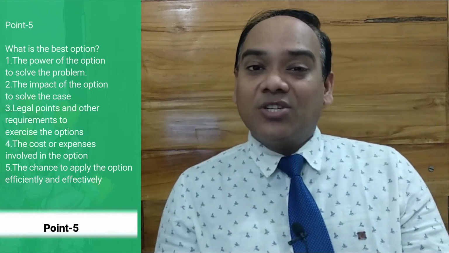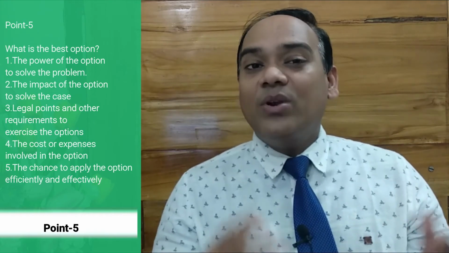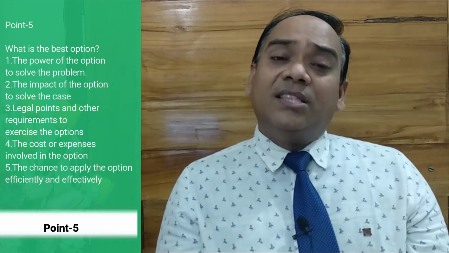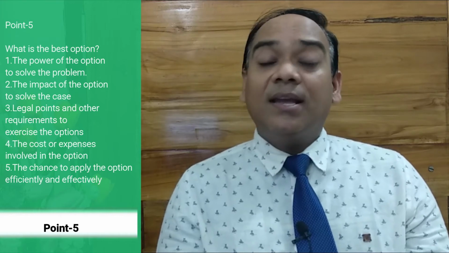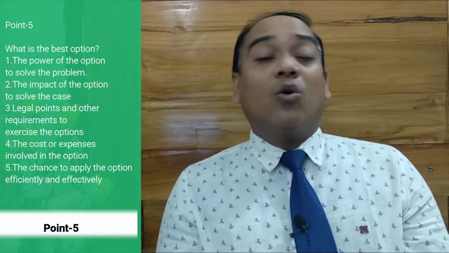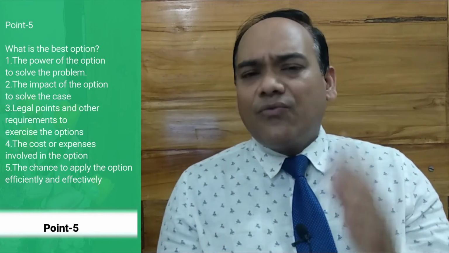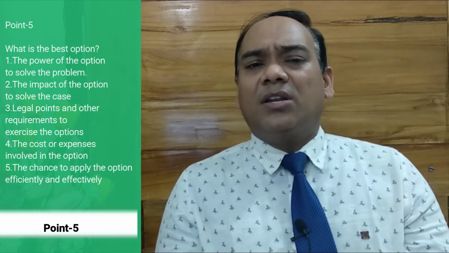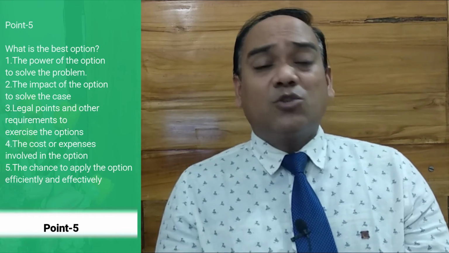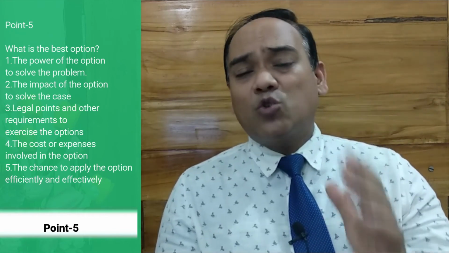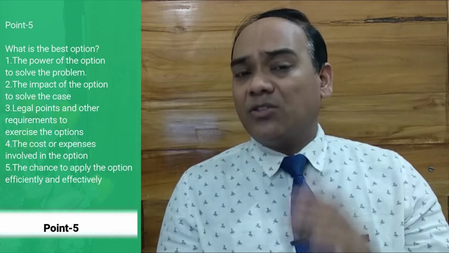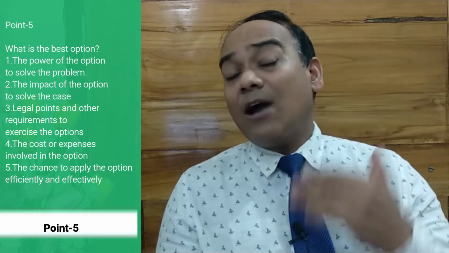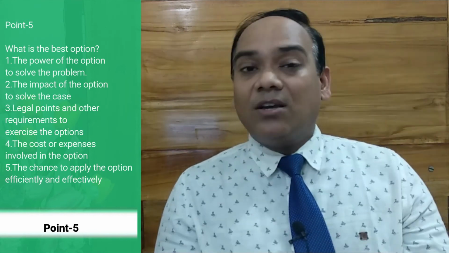Here the point is how the option you are suggesting is going to help the organization in managing its costs and expenses. The last part is how effectively or efficiently the solution can be applied; that needs to be understood. So first of all, my friends, when you are giving an option, look at these 5 things. The option needs to be powerful to solve the problem. It should have the impact to solve the problem. It should also be legally acceptable, as per the law. Then look at the cost and expense aspect of the option. And the last one is how effectively or efficiently you can apply that option.